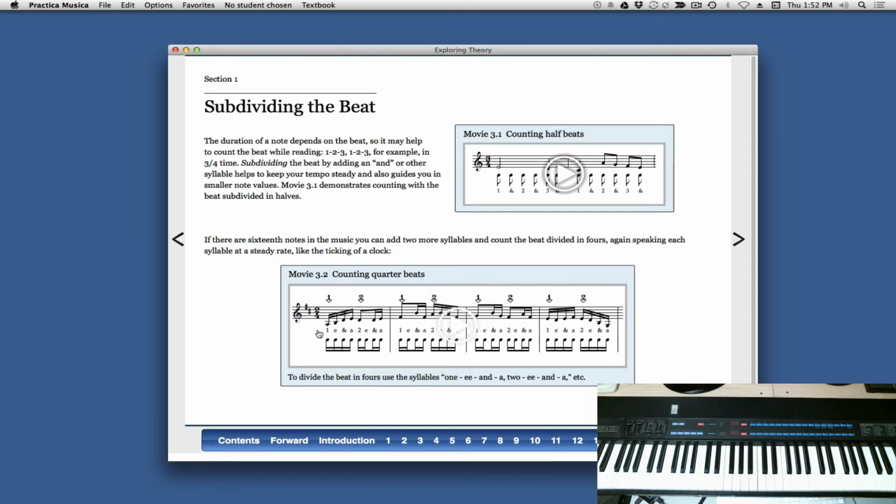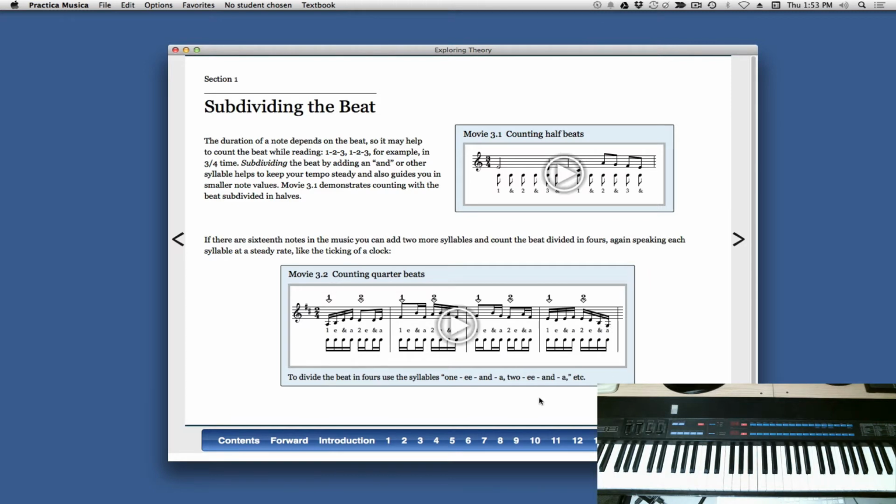So in this rhythm, we've got 16th notes. The beat is here, 1, 2, 1, 2. So we go 1 e and a 2 and a 1 and a 2 e and a 1 and a 2 e and a 1 e and a 2 e and a, right? 1 e and a 2 and a 1 and a 2 e and a 1 and a 2 and a 1 e and a 2 e and a.